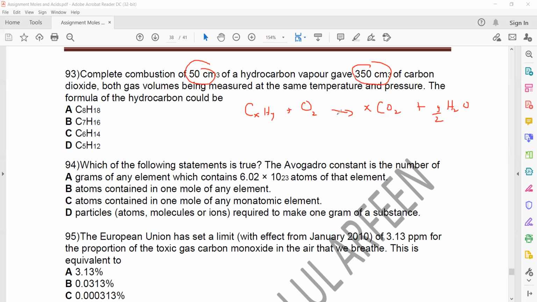If we burn 50 cm cube of a hydrocarbon, it gives 350 cm cube of carbon dioxide. So what is the simplest ratio? We divide by 50, so this is 1 and this is 7. So the value of x is 7, meaning this hydrocarbon contains 7 carbon atoms. So which is the right option? B is the right option. Is it clear? Question 93.